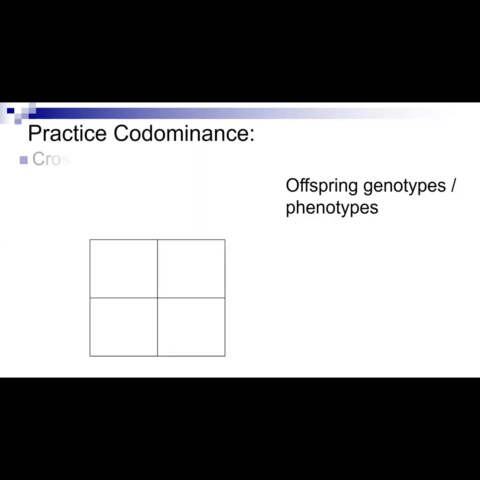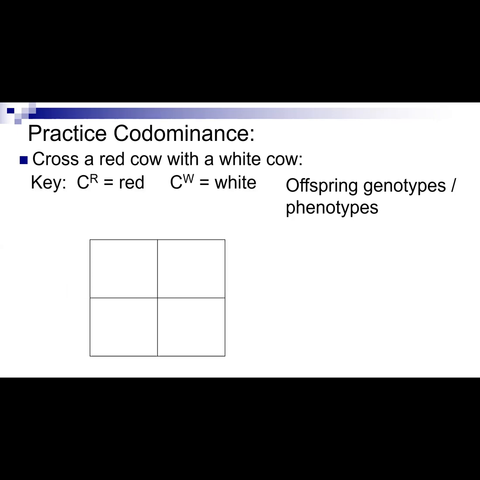When we practice codominance, we're going to cross a red cow with a white cow, like we just crossed a red flower with a white flower. We're not going to get pink cows, though. We're going to get cows that show both red and white spots. So our key has to be different. Our red cow allele is going to be capital C with a superscript R, like an exponent R. And the white allele will be capital C with the capital W.